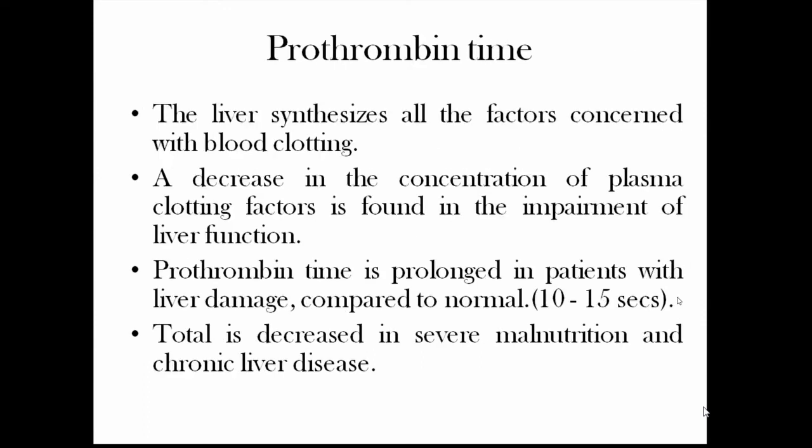Prothrombin is synthesized by the liver. The liver synthesizes almost all the factors in clotting. A decrease in concentration of plasma clotting factors is found in impaired liver function. Prothrombin time is prolonged in acute liver disease. Normally it is 10 to 15 seconds, so anytime you get it longer than that, it is a synthetic functional test of acute liver disease. Prothrombin is decreased in severe malnutrition and in chronic liver diseases. So in chronic liver diseases, you also have decreased prothrombin, but albumin is the main one.